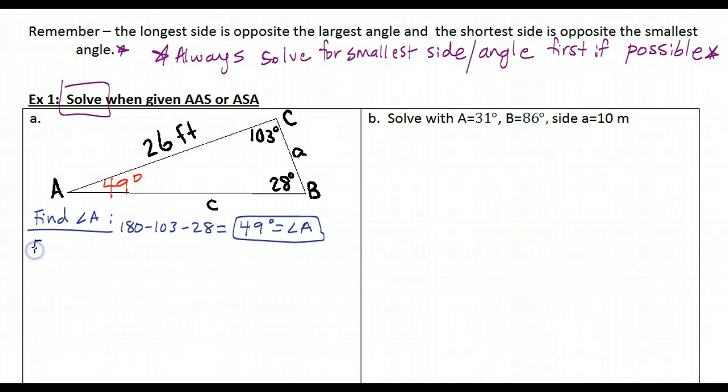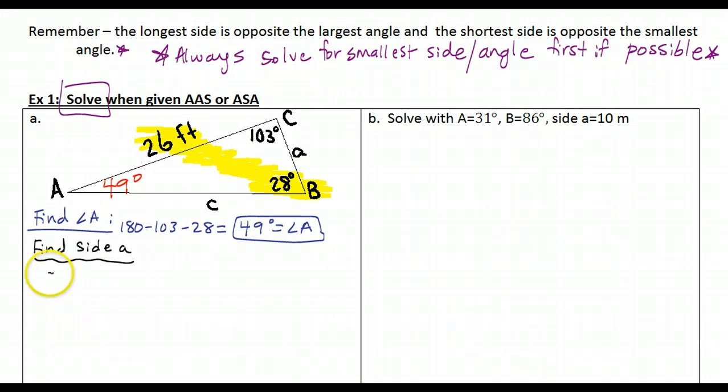Now, all right, here's what I'm going to do. You know what, I misspoke earlier. We actually already have a side angle pair. We know angle B and we know side B. So that is what I can use to set up my proportion.